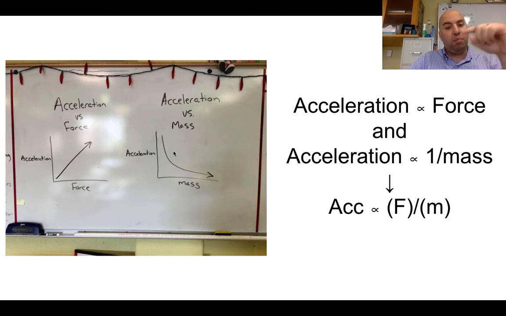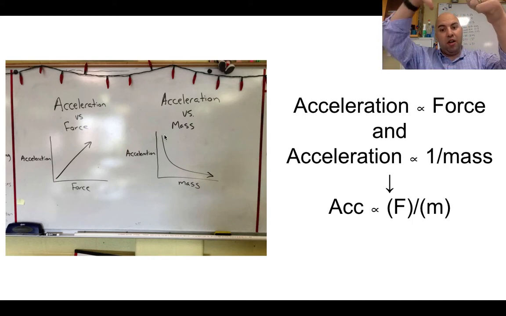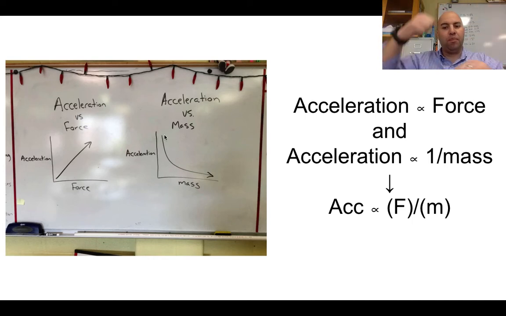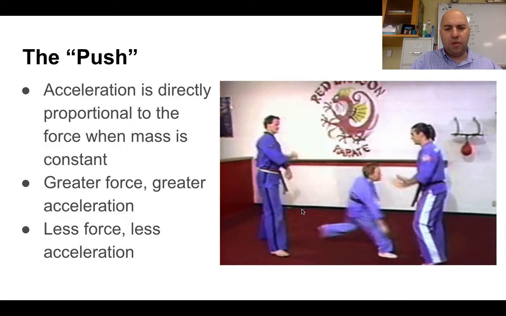Mass is different. Acceleration is inversely proportional to mass, meaning if one goes up, the other one goes down and vice versa. So if I have an object with greater mass, then my acceleration is going to be less. And if I have less mass, the acceleration is going to increase. And that's where we get this idea that acceleration is proportional to the force divided by the mass.